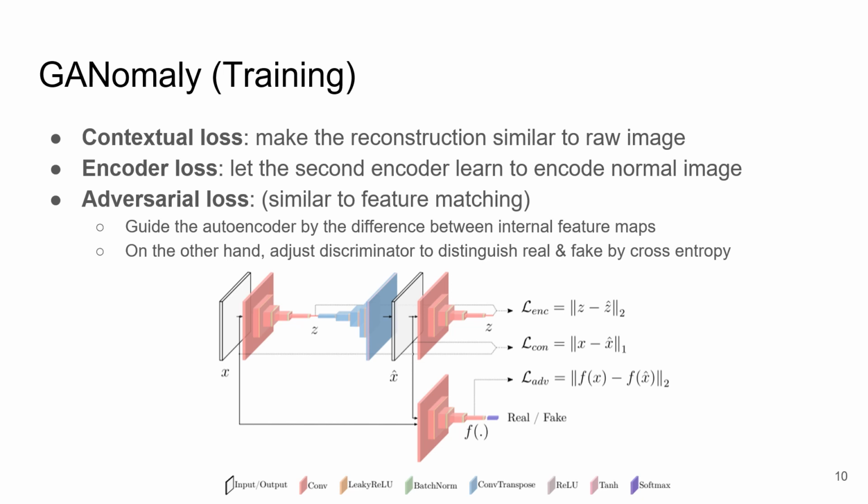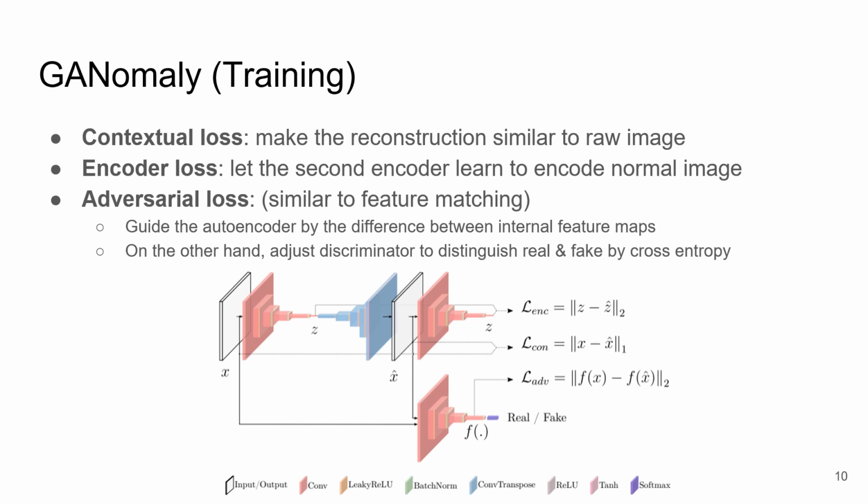Okay, the second loss, encoder loss, lets the second encoder learn to encode normal images. From our assumption, the autoencoder only generates normal images, no matter whether its input is normal or abnormal. So the second encoder only encodes the normal image to latent space.